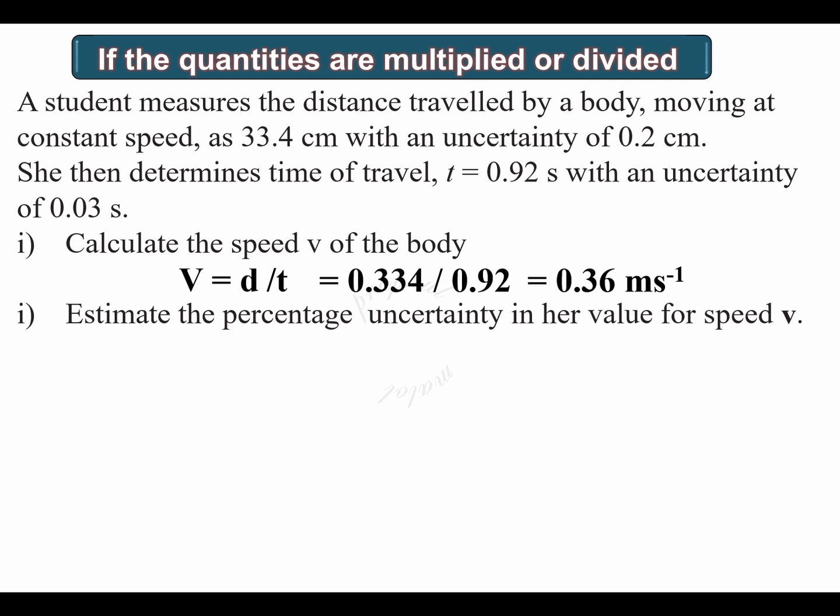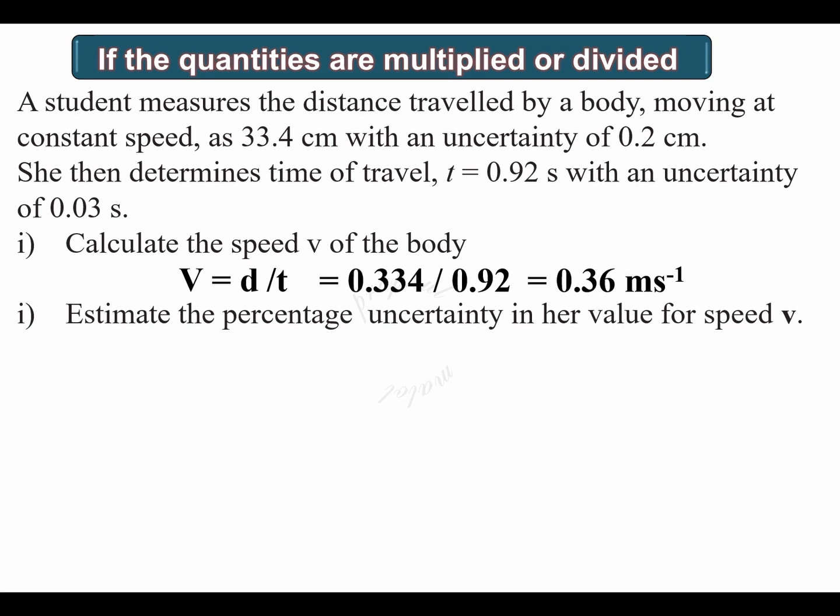If you try to directly add the uncertainties, it won't make any sense because you can see the units. 0.2 centimeters you cannot add with 0.03 seconds. In addition or subtraction, the units will be exactly the same. But in multiplication or division, any quantities can be multiplied or divided. So here you cannot directly add the uncertainties.